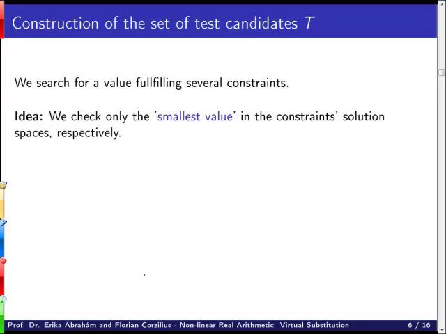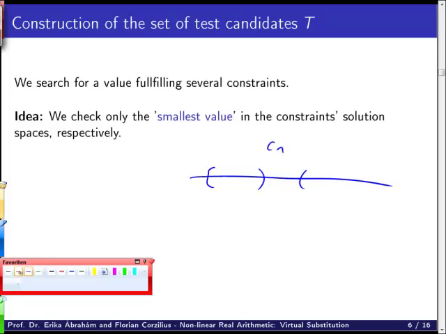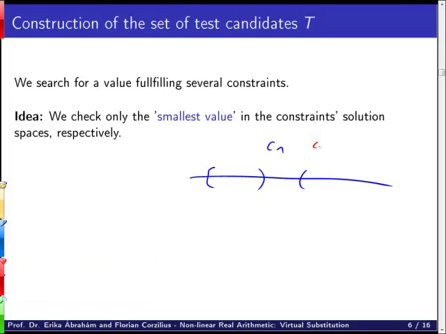So if we have here, let's say one constraint has this solution space, and to infinity, let's say, and then we have another constraint, C2, having this solution space, and that's it.